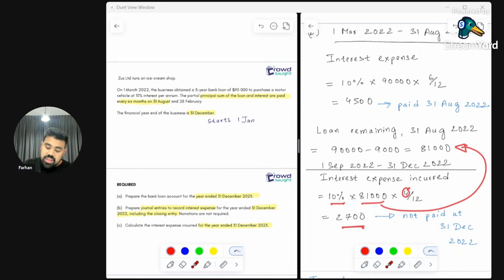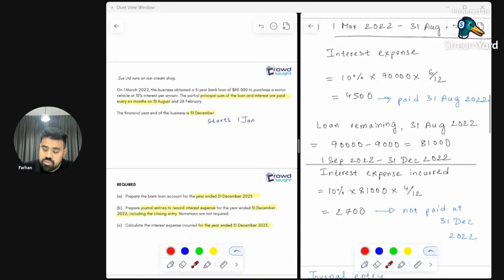Okay. And this $2,700 is not paid at 31 December 2022. Why is that so? Because we know we make the repayment every 6 months, which was on 31 August and on 28 February. So when we are journalizing at 31 December 2022, this $2,700 would be an accrued interest expense or interest expense payable because we would not have made this payment using our cash at bank funds available. Okay? All right, now let's look into the journal entry.